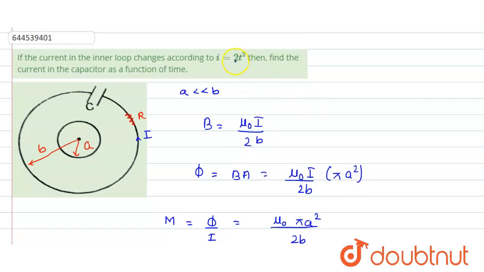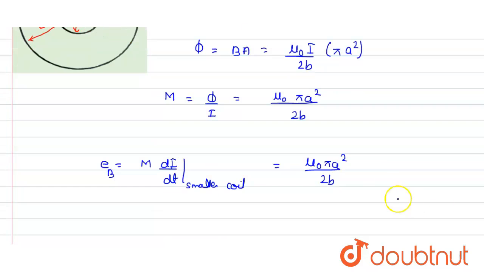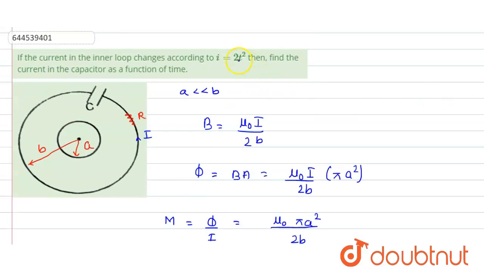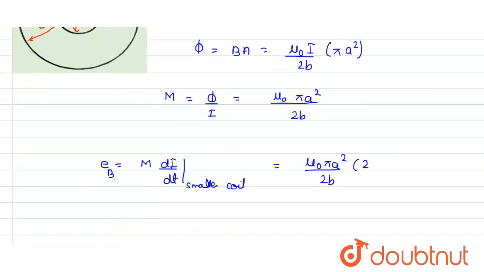So we can say that it would be equal to 2 times t. If we differentiate this, it would be 2, it is equal to 2t squared. If we differentiate this, it would be 4t. So we write the value as 4t.